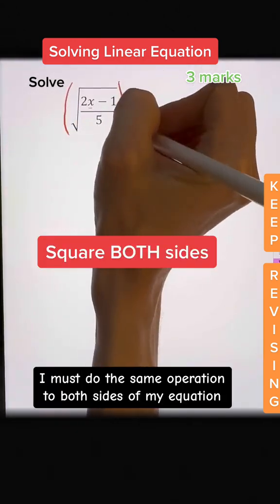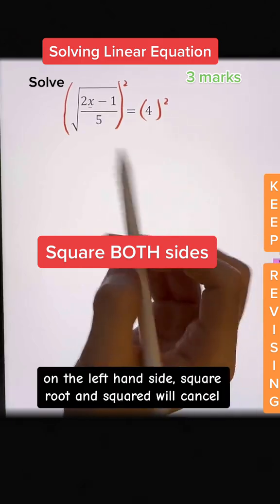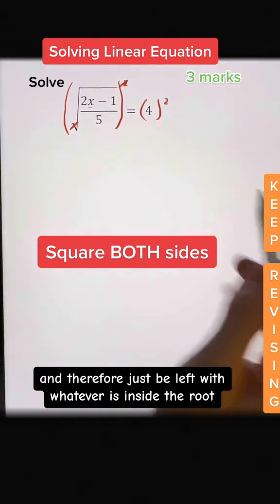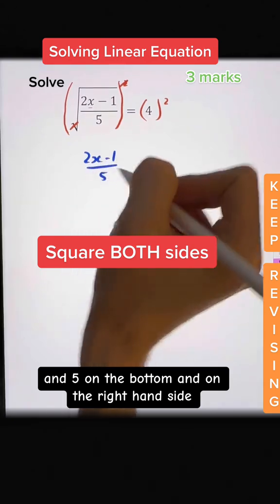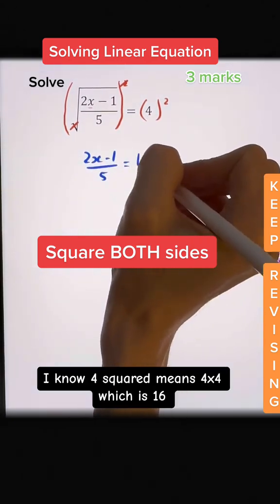I must do the same operation to both sides of my equation in order to keep my equation balanced. On the left-hand side, square root and square will cancel, and therefore I'm just left with whatever's inside the root, which in this case is 2x minus 1 on the top and 5 on the bottom. And on the right-hand side, I know 4 squared means 4 times 4, which is 16.